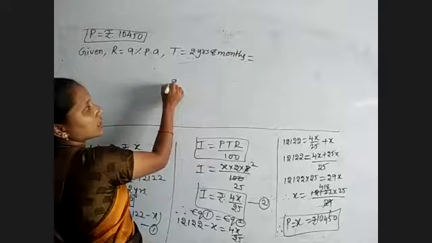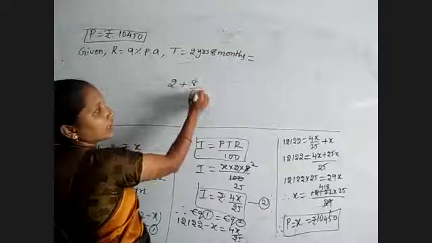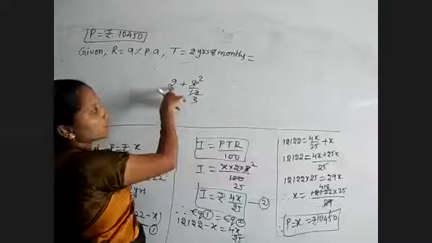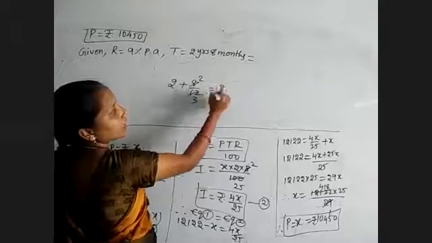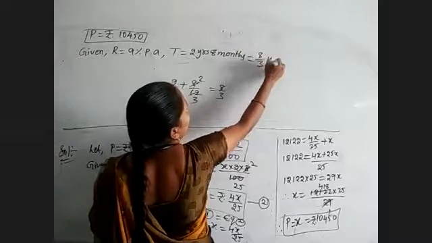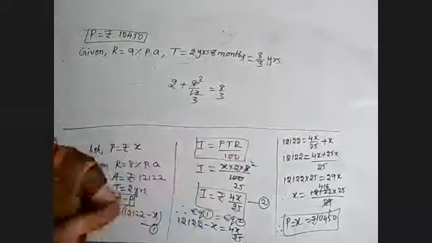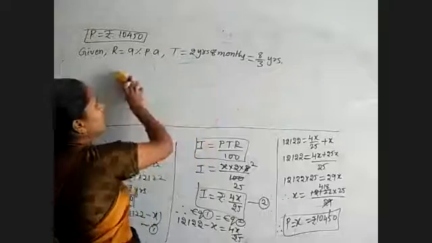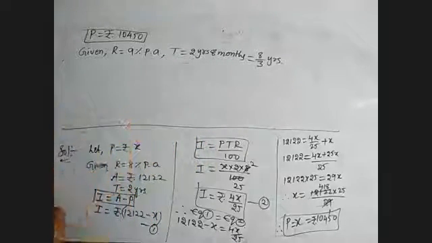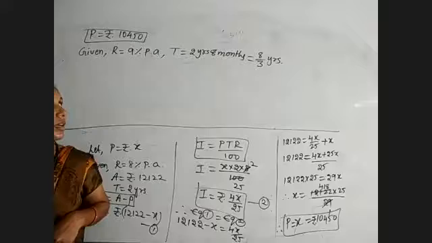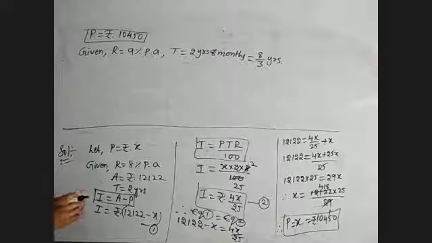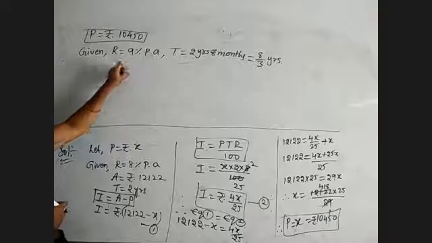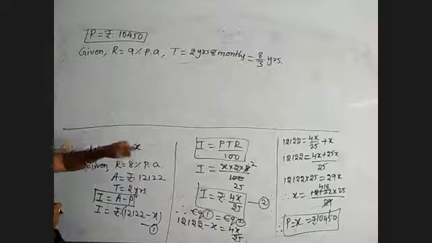Just do the calculations. 2 plus 8 by 12 years. 4 2s are 8, 4 3s are 12... 3 2s are 6, 6 plus 2 is 8, so 8 by 3 years. Now we have T value and R value, but we don't have I value. P, T, R, three values are there. So first find out I, after that the amount they are asking.